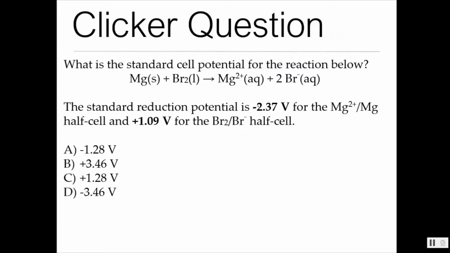So now I want you guys to try on your own to calculate the standard reduction potential. And we want it for this reaction here, where we have magnesium and liquid bromine, creating magnesium ions and 2 bromine ions. Again, we don't care about the coefficients. We just need our half reactions, and then you're given the standard reduction potential for both of those half reactions.